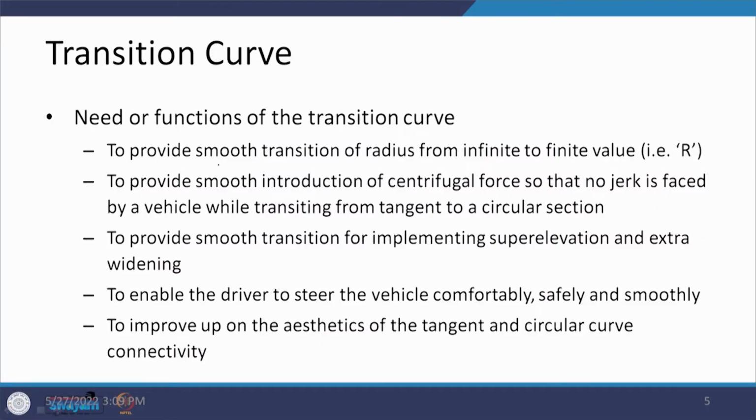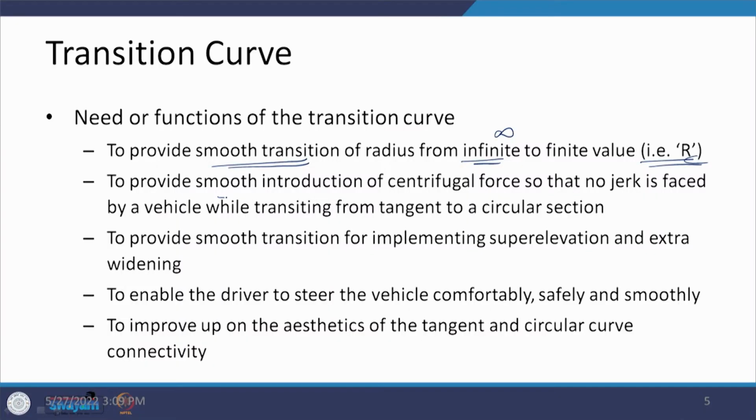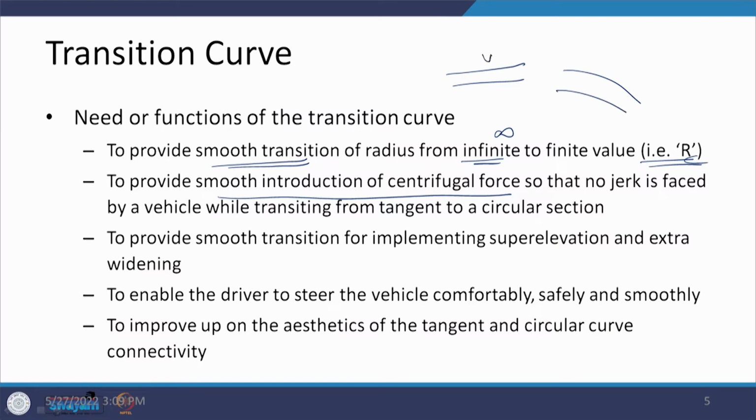So, what are the various functions which the transition curve is going to perform? The very first thing is it provides a smooth transition from an infinite value to a value Rc. Slowly this thing gets introduced, and therefore you do not feel it when you traverse from a straight section to a curved section. It provides a smooth introduction of the centrifugal force, because slowly you are going to have the value of R, but you are still continuously moving with a design speed V, whether you were on a straight section or on a curved section.